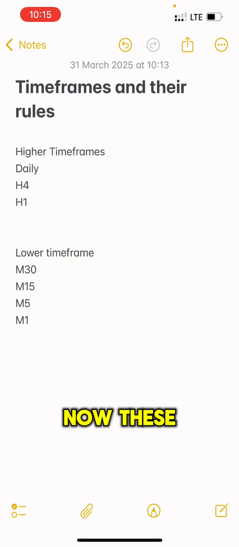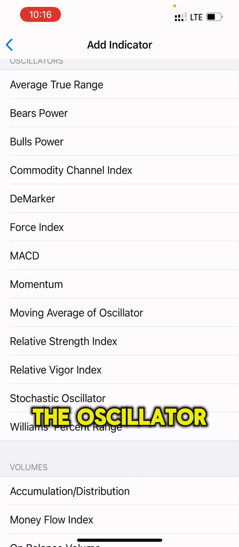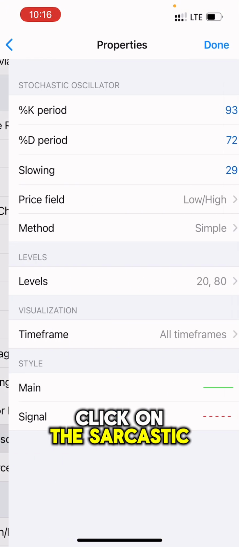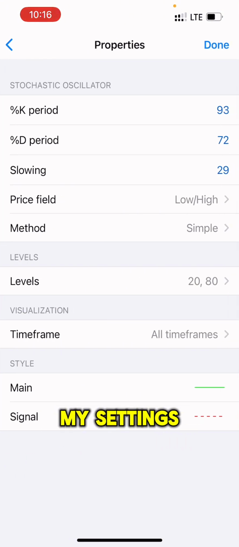All right. Now these are the time frames and their rules. Remember this. Okay, now we are here on the oscillator section. We just have to click on the stochastic oscillator. You will realize that my settings are off.